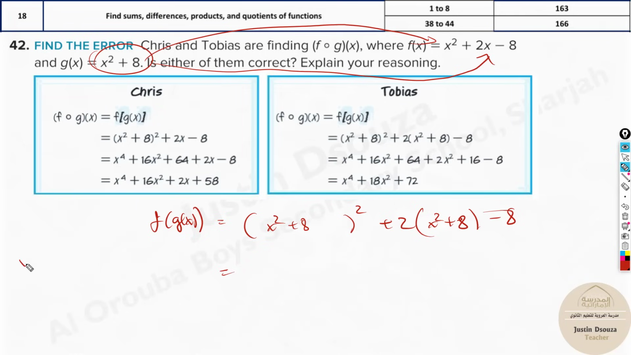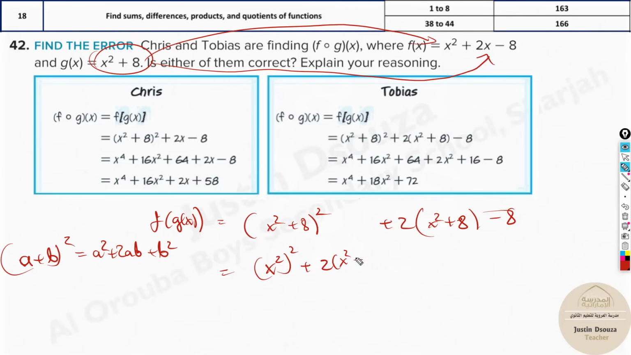But otherwise, how you solve it is with the (a plus b) whole squared formula. It is a squared plus 2ab plus b squared. We have to apply this identity because it's (a plus b) whole square. There is no way you can just square them all. Don't think, oh, I will just square each term, x squared squared is x to the power 4, 8 squared. No, you have to use the identity. It will be (x squared) whole squared, because we already have a square. a is x squared, whole squared, plus 2 times x squared multiplied with b, which is 8, plus 8 squared.